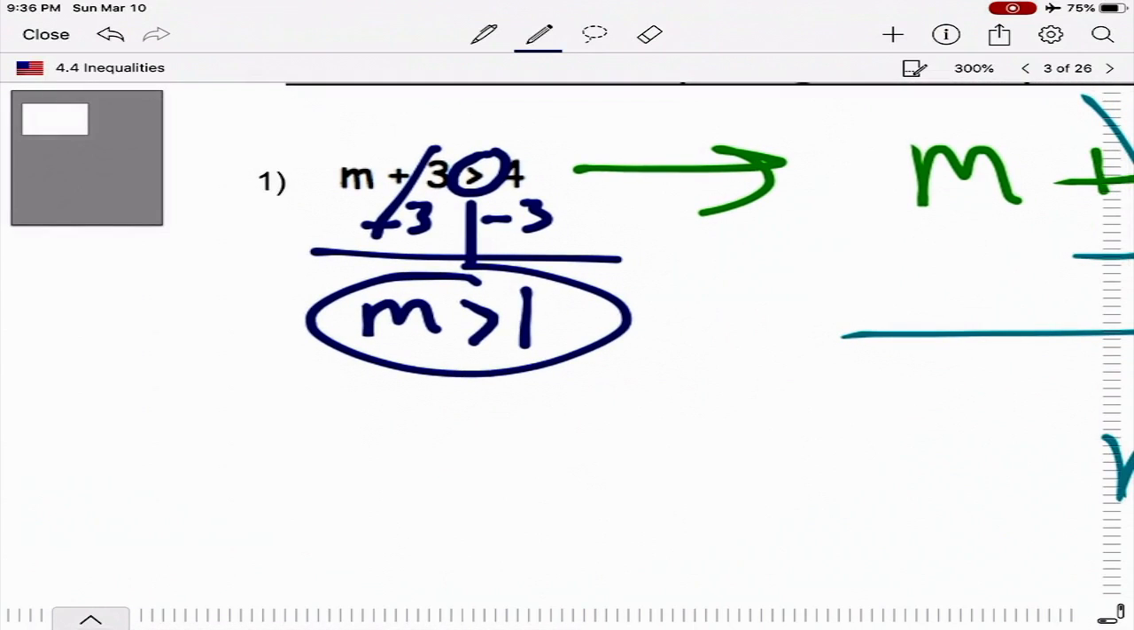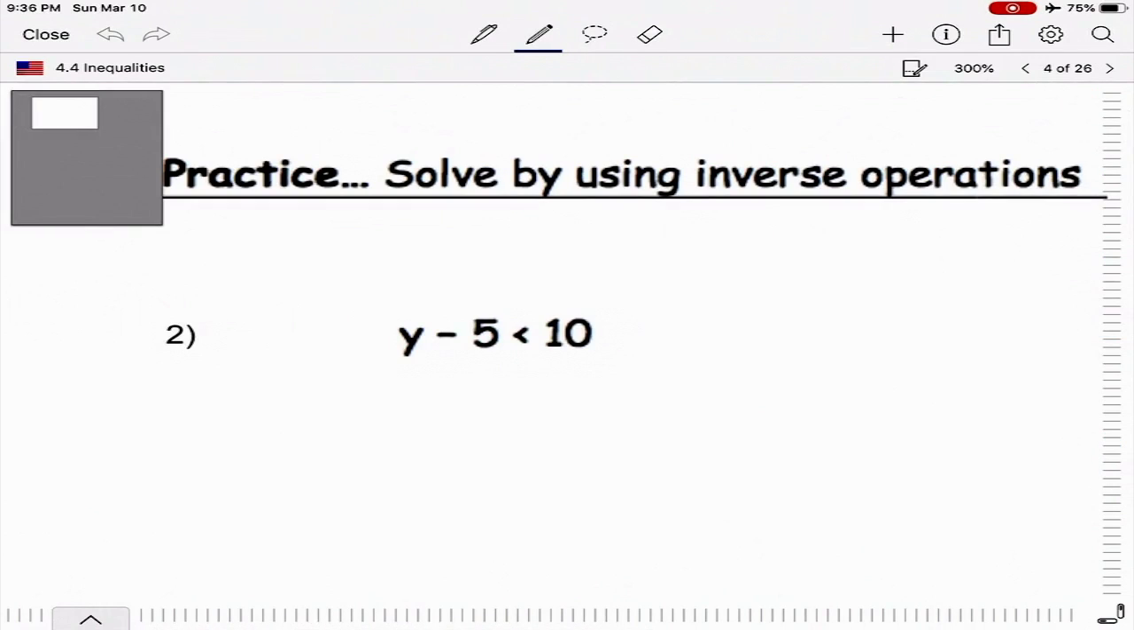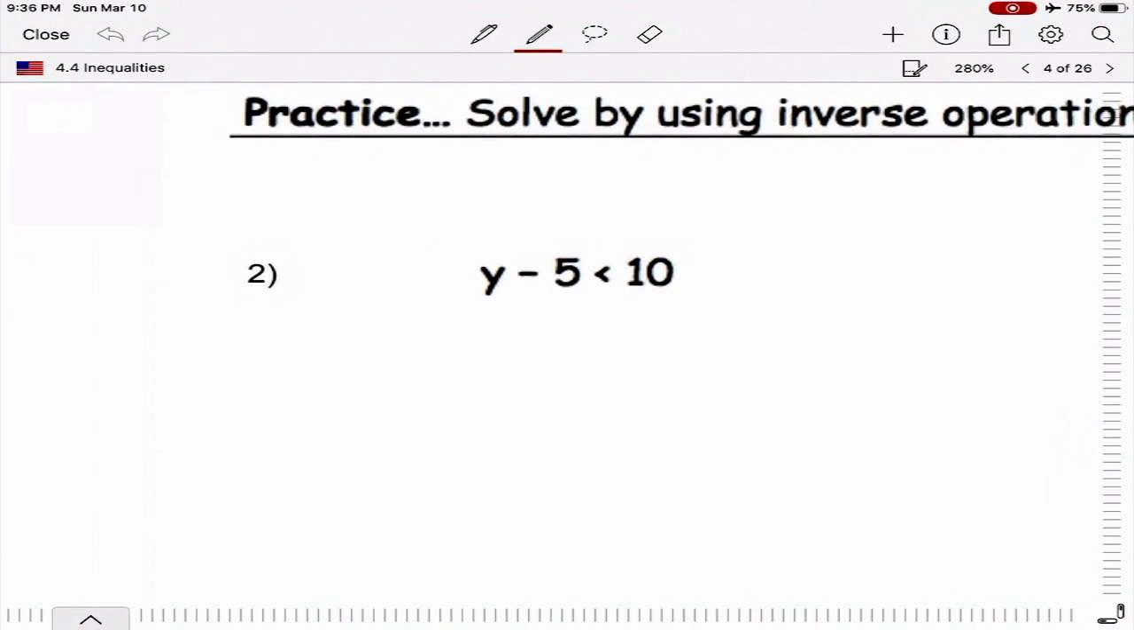But for example, m could be 2, 3, 4, 5. If m is greater than 1, any answer above 1 is correct. Okay, let's just do one more. Same thing, I have that inequality. I could draw a line through it. And then same thing, I just want to isolate the variable.